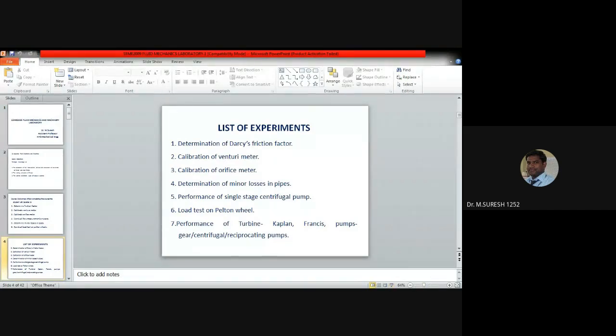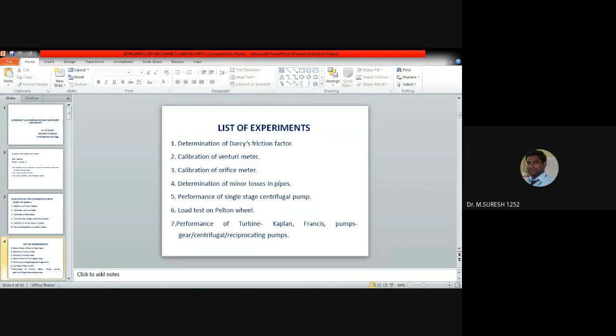Directly I move on to this third experiment, calibration of the orifice meter. It is similar to the venturi meter. The main objective is to calibrate the given orifice meter for flow measurement in the pipe. You have to measure the flow with respect to different flow conditions and based on different diameters.